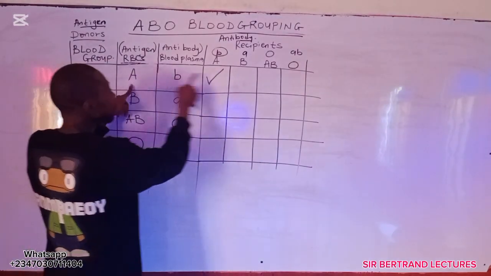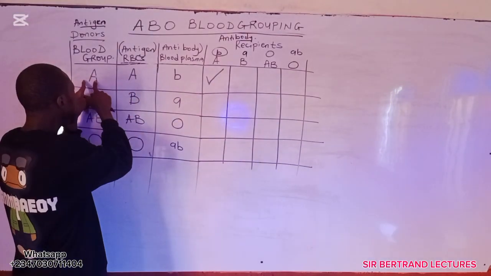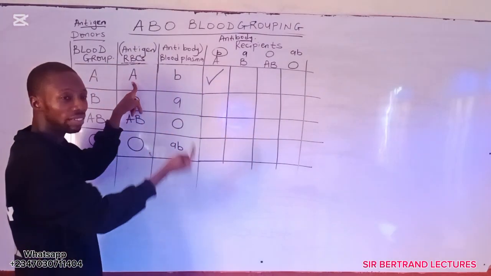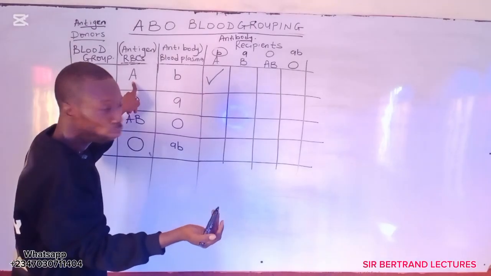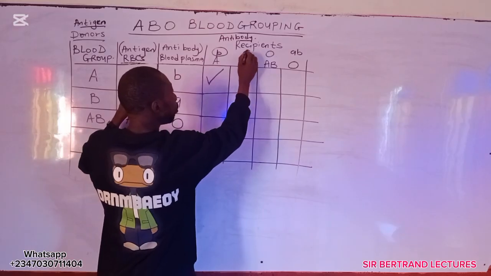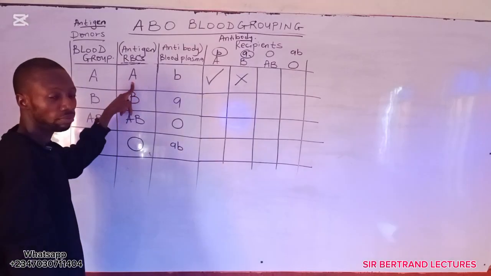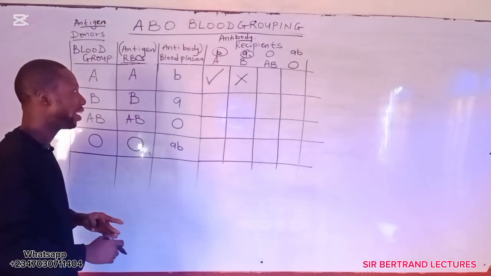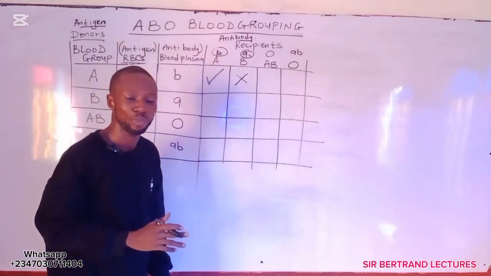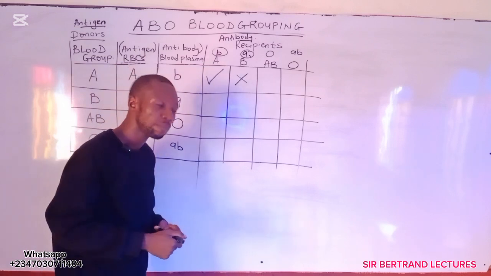Okay, now can A give B blood? Let's check the possibility here on the board. Now the blood group A, that is the donor A here, has antigen A. Now blood group B, the recipient receiving from A, is it possible? No, it's not possible because this recipient B, that's blood group B, has antibody A, which is similar to the antigen. So the blood cannot go. Do you understand? Okay, the antigen and the antibody here are similar. That's why the blood cannot go, because Landsteiner states that no blood sample contains similar antigen and antibody.